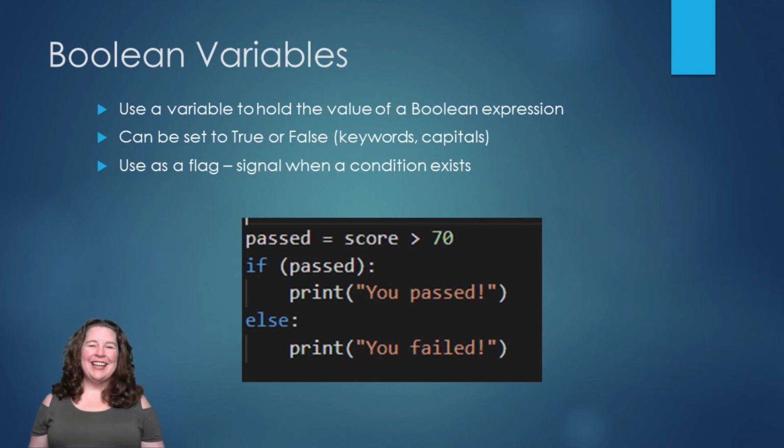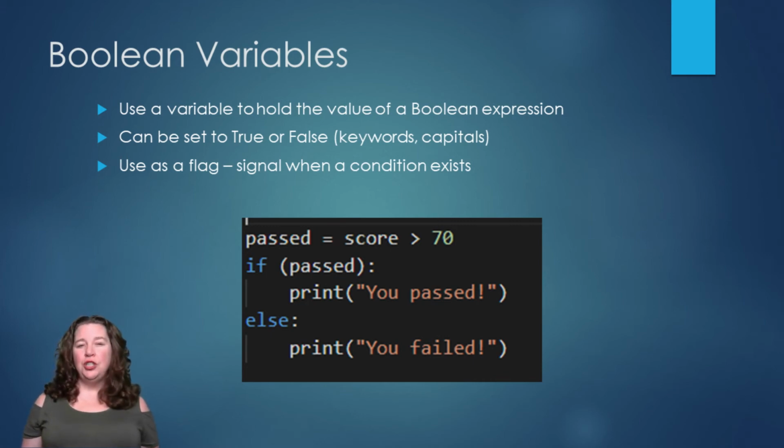All right, the last thing in this chapter before we get into the homework exercises is Boolean variables. You can create a variable that is a Boolean value, true or false. In this example, we have used the variable passed, and we have set it to the value of score is greater than 70. So if score is greater than 70, passed now becomes a Boolean value of true. If your score is less than 70, passed now has a Boolean value of false.